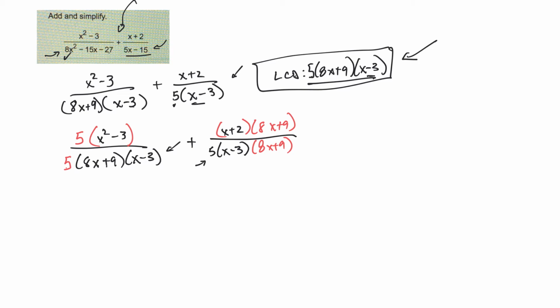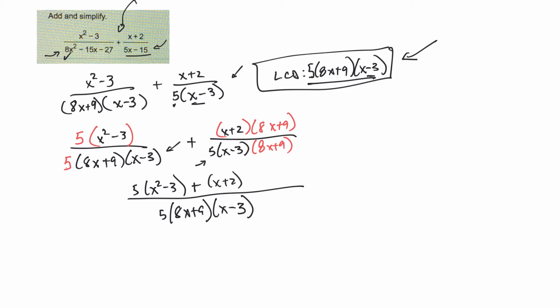Okay, so now I have a common denominator. So let me write the common denominator down here. 5 times 8x plus 9 times x minus 3. That's my common denominator. And then on the top, I'll have 5 times x squared minus 3 plus x plus 2 times 8x plus 9. Yeah, I think that's good. Now I just have to simplify.